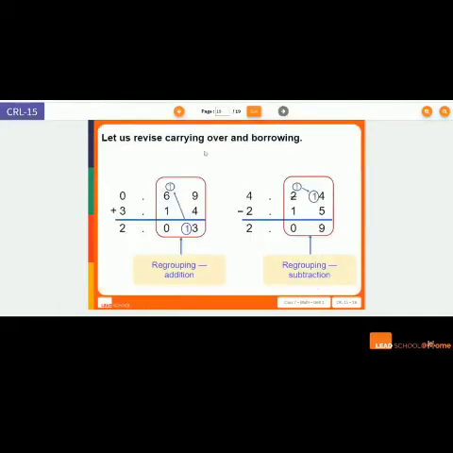So let us revise the carrying over and borrowing concept. When I am carrying over, whenever my hundredths or thousandths or any digit exceeds the benchmark 10, I will make a bundle out of it and move 1 to the next higher place on my left-hand side. Similarly, when a number is lesser, I will borrow one bundle from the higher position and break it down into 10 parts because the one on the right-hand side is lesser in value.